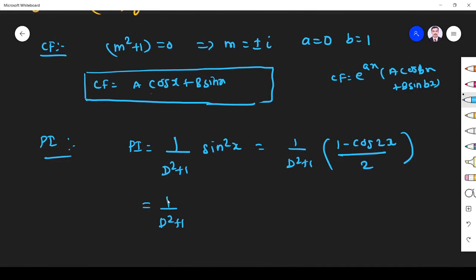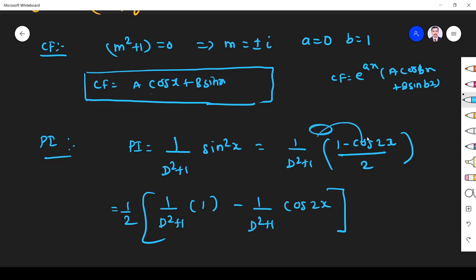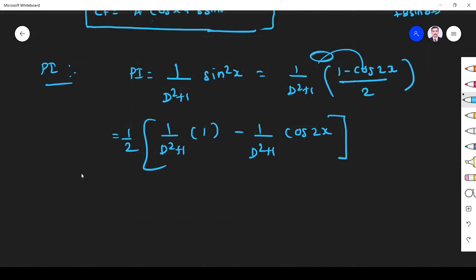That is very simple. So 1 by 2 is common everywhere, so I take 1 by 2 outside. This is 1 by 2 times [1 by D squared plus 1 into 1 minus 1 by D squared plus 1 into cos 2x]. I multiply 1 by D squared plus 1 with each term. I can write the first as 1 by D squared plus 1 times e power 0x, in e power ax format. It is type 1.